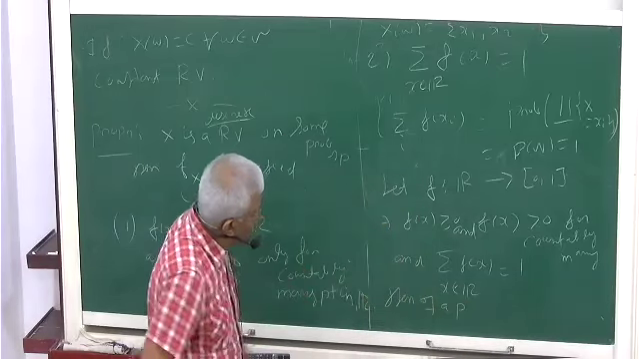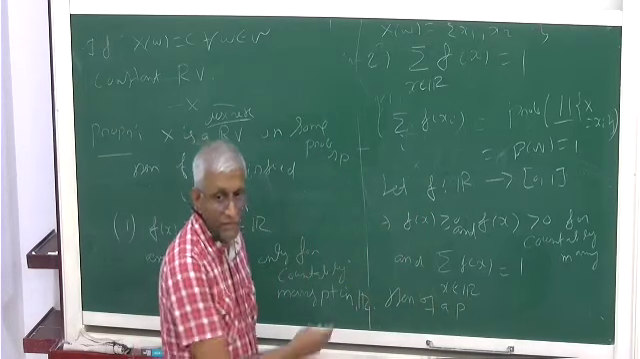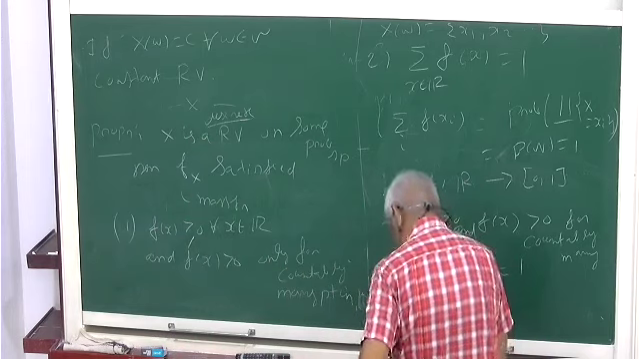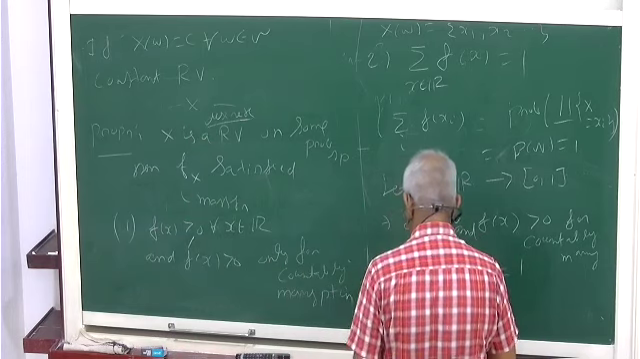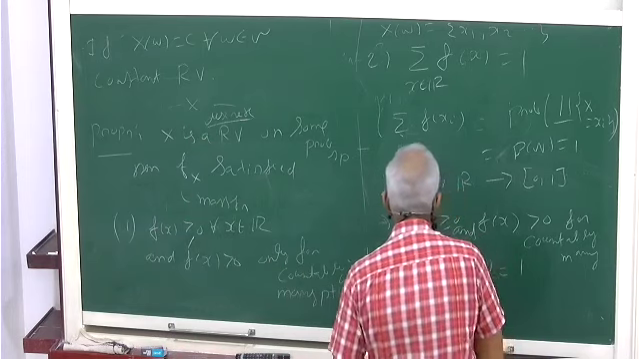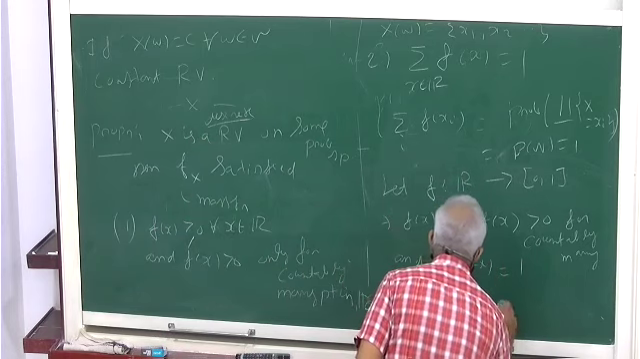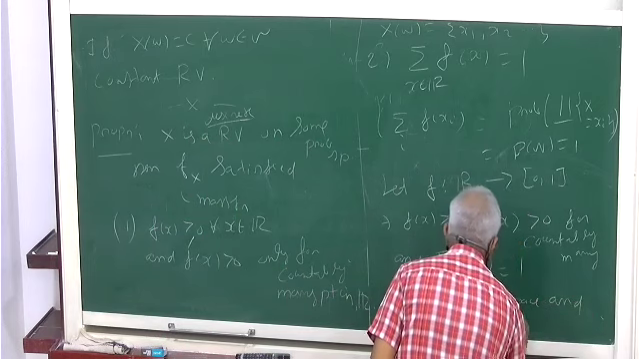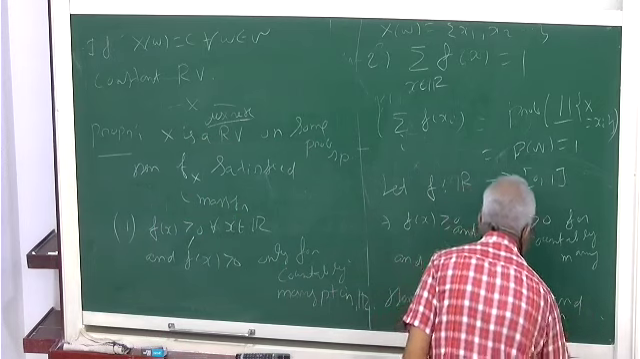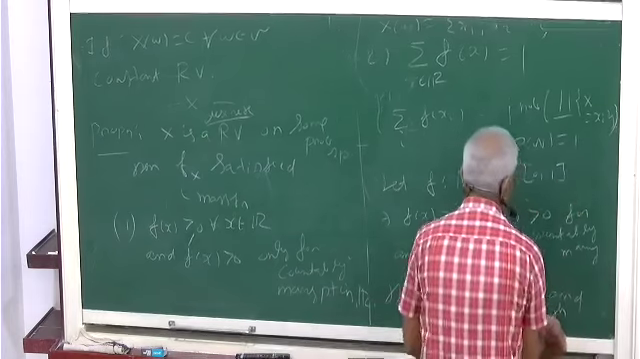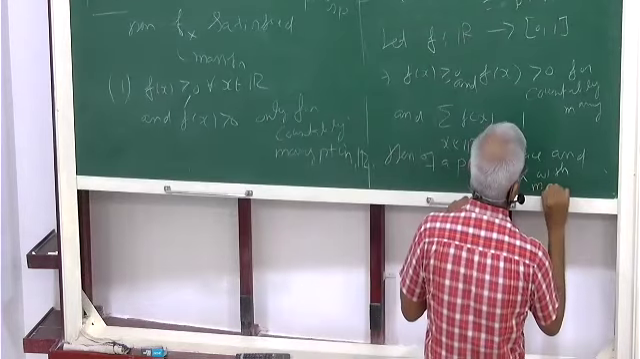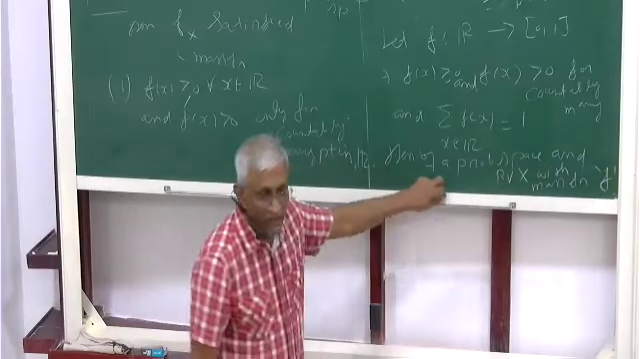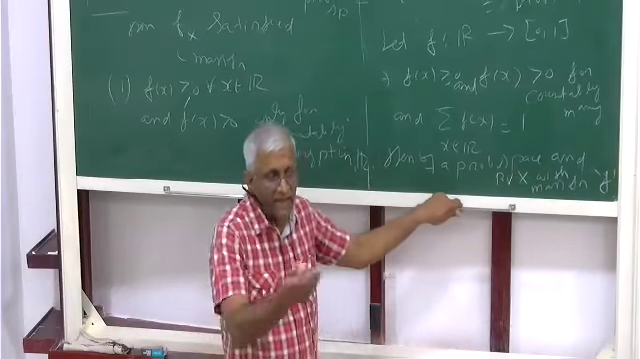The statement is longer than the proof. The proof will be very easy. There exists a probability space and a random variable X with mass function f. If you have any function with those two properties, then there is a probability space and a random variable.